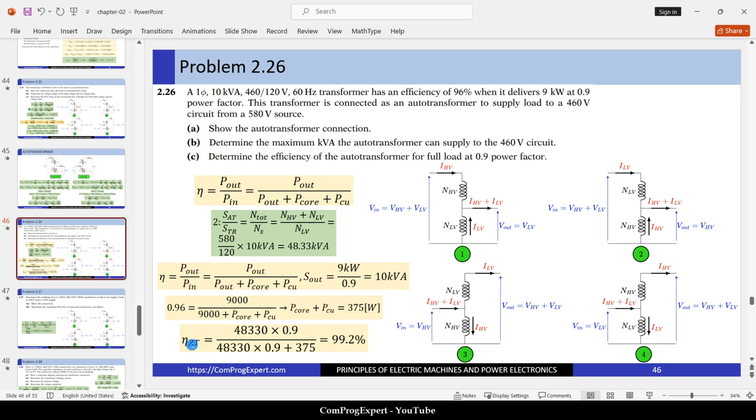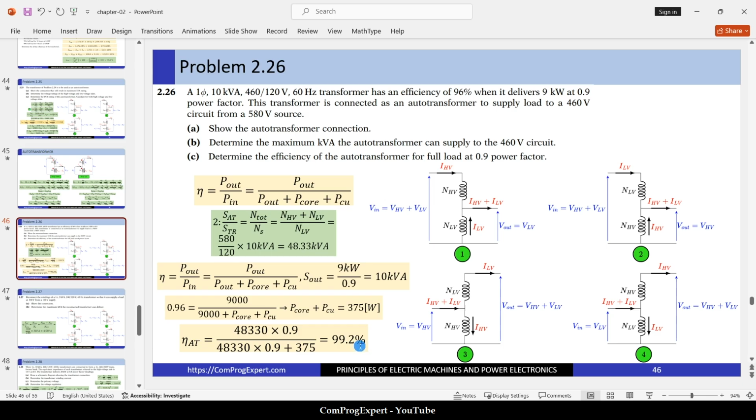So for the auto transformer, at 0.9 power factor, what is the value of the efficiency? This is the apparent power we calculated here. Times 0.9 is the active power. The load fraction is 1, rated. So we have this amount for core and copper loss, the same. The efficiency will be equal to 99.2%.